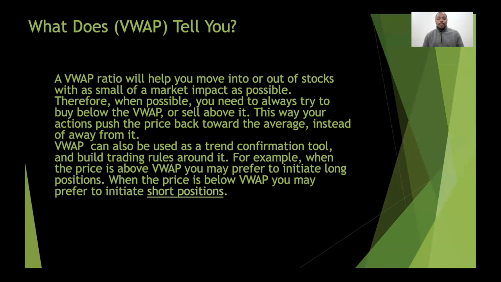So when the price is below VWAP, you may prefer to initiate a short position, meaning that you bet that the stock is going to go down, and you make money when the stock goes down. But we're gonna learn that in a far later class on how to short stocks. That way you make money when it goes up and you make money when it goes down. But I'll have to teach y'all that later because you have to first understand what a short position is.